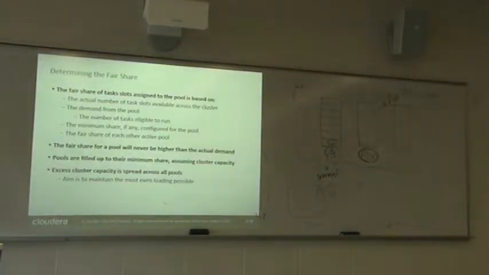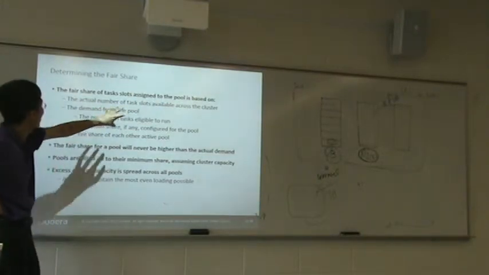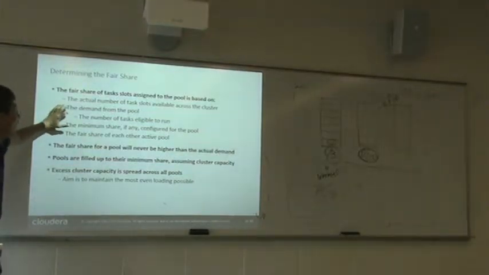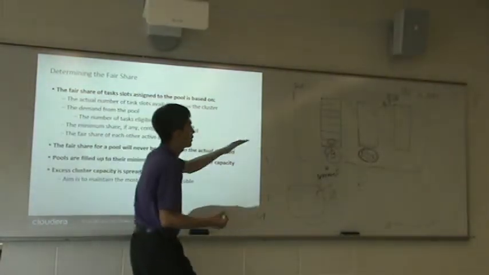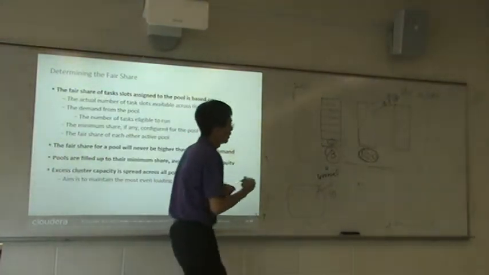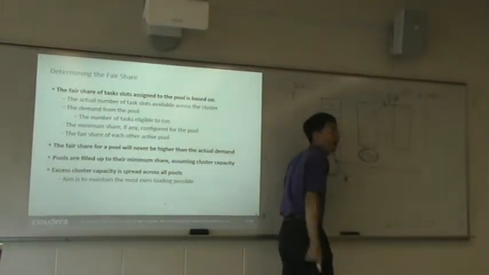So this is a fair share of the task slot. First you need to understand what a slot is and what a pool is. This is the actual number of slots available across the cluster, and they need to consider the demand, how much we want to complete. Sometimes a job is a heavy job and needs more resources. This is not comparing to Alice and Bob.